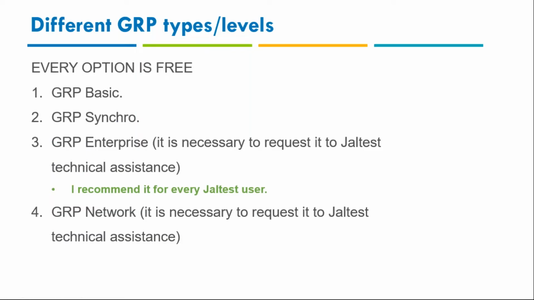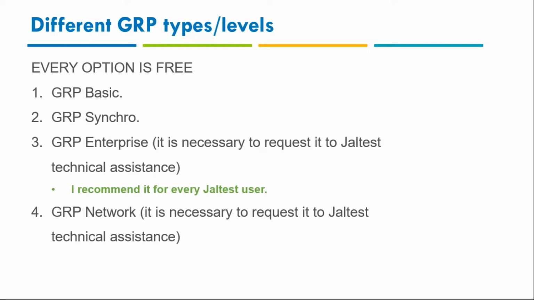Okay, so different GRP types levels. Important, they're all free. Okay, they're all free. You have different ones. When you buy the tool, you install it. What you have is the GRP Basic. Okay, then we have GRP Synchro. Okay, and then we have GRP Enterprise and Network.